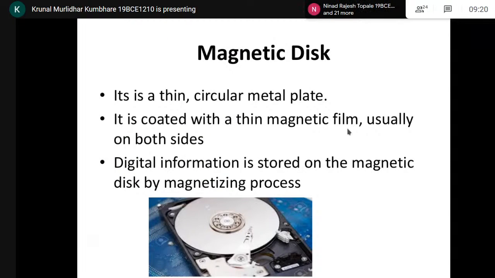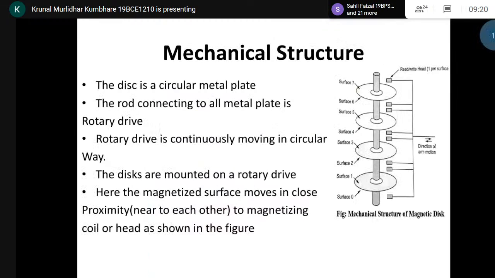So, magnetic disk. Hello, I'm Minar. A magnetic disk is a thin and circular metal plate. It is coated with a thin magnetic film, usually on both sides. Digital information is stored on a magnetic disk by the magnetizing process. Here is one image which I showed.